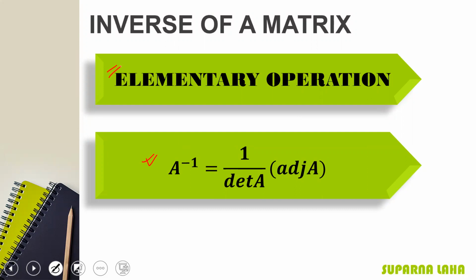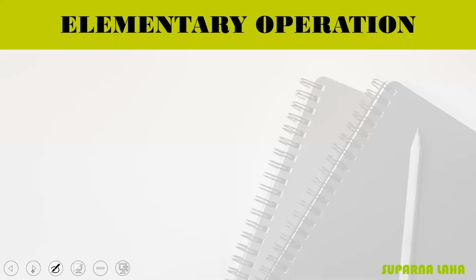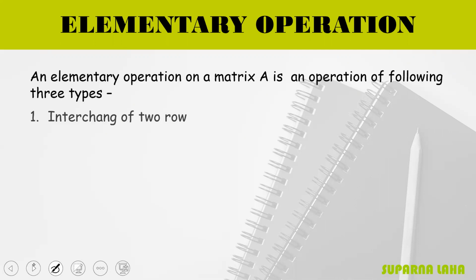For applying elementary operation, you need to know what elementary operation is. So what is an elementary operation on a matrix? The elementary operation on a matrix has three types. The first type is interchange of two rows or columns of the matrix A, and this is the mathematical representation of this interchange of rows or columns. Either you can change a row with a row or a column with a column.